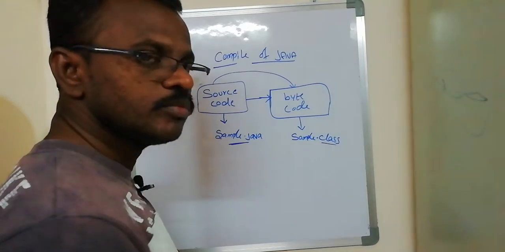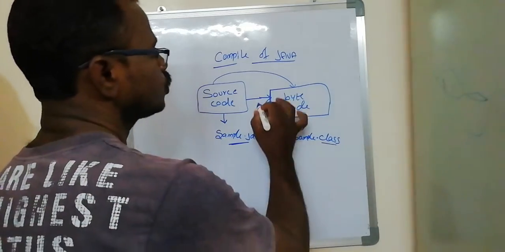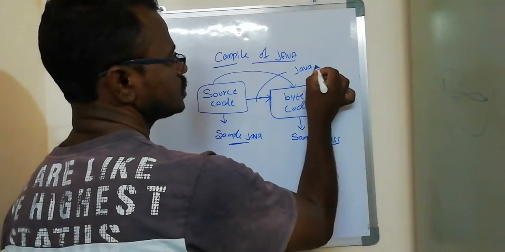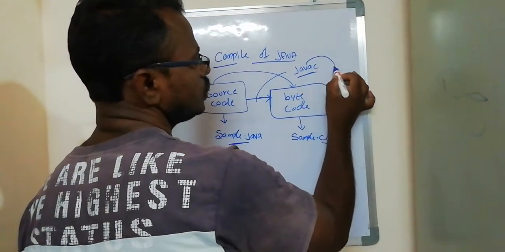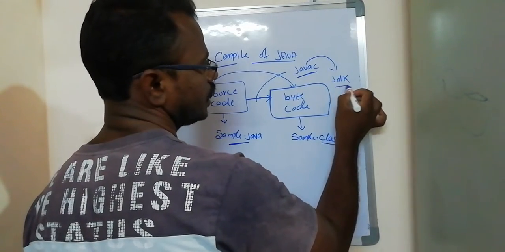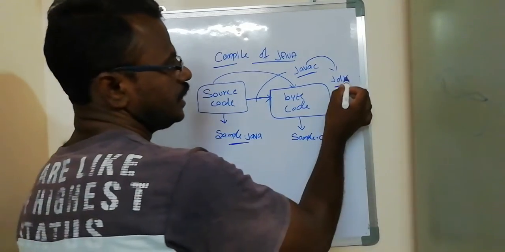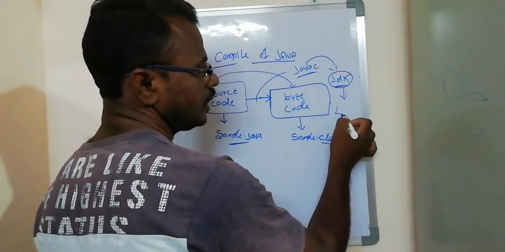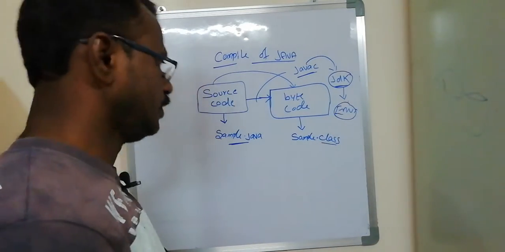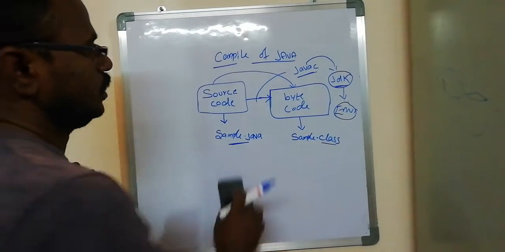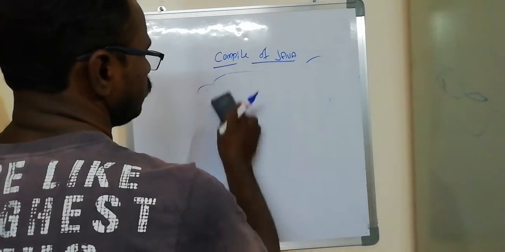We can compile any Java program file using the tool javac. In the javac tool, available in the JDK. JDK means Java Development Kit. The JDK is available in the Java environment. In the environment, the JDK tool is available. See, the process of compilation of a Java program.